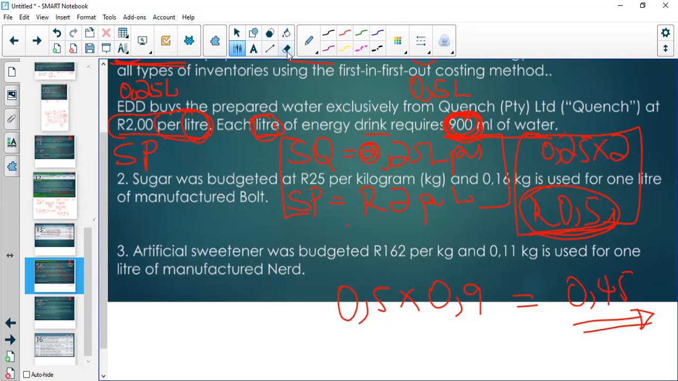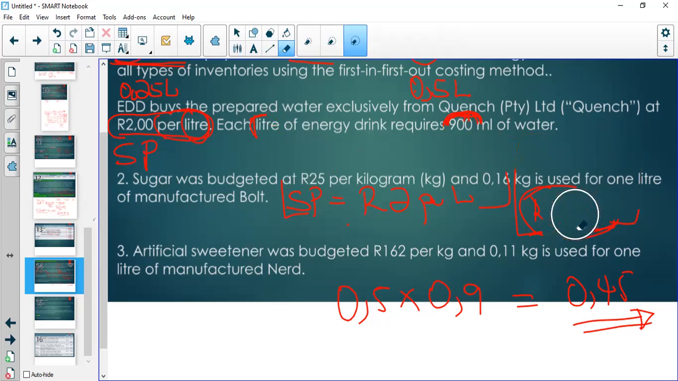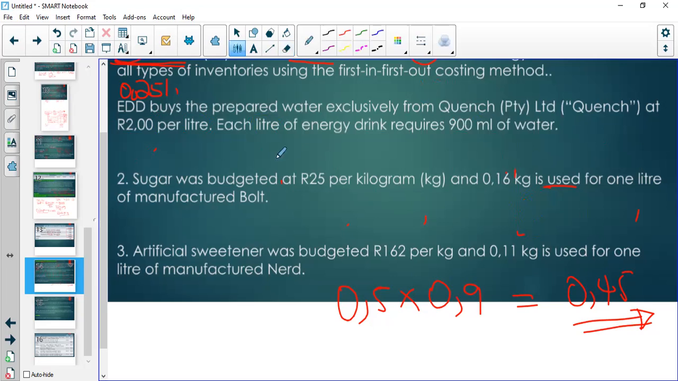So can we do the second one together again to see how much sugar is going to be needed? All right, so sugar is needed for the board, right? It's 25 rand per kilogram. This is the standard price. Now what we need is the standard quantity, and the standard quantity is 0.16. This is the standard quantity for 1 liter. We are interested in what?